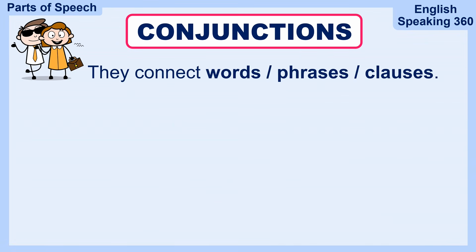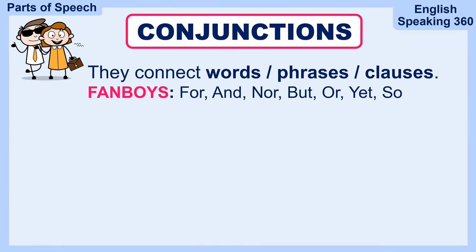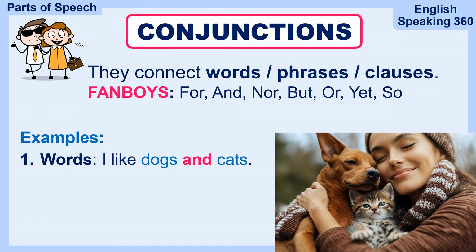Conjunctions. Conjunctions connect words, phrases, and clauses. The most common ones are FANBOYS. FANBOYS is an acronym: F for "for," A for "and," N for "nor," B for "but," O for "or," Y for "yet," and S for "so." These are used very often in English. If you want to connect two words, I like dogs and cats. Conjunctions are useful for that.